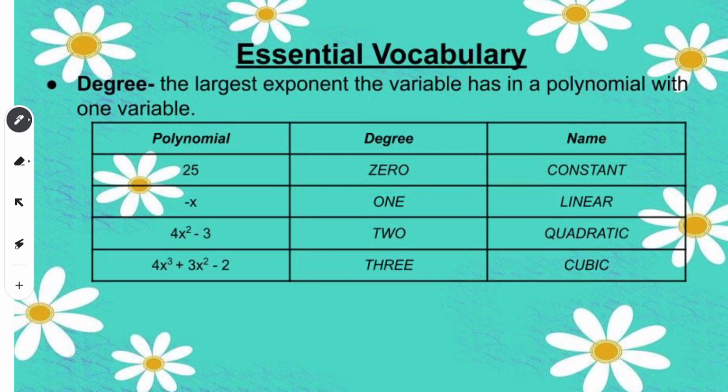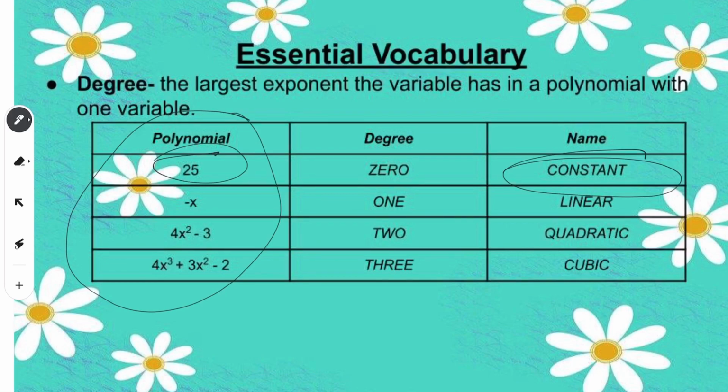But our new vocabulary for today is degree. Degree is the largest exponent the variable has in a polynomial with one variable. For example, let's look at this polynomial row right here. We have 25, negative x, 4x squared minus 3, 4x cubed plus 3x minus 2. So this 25, we already know that this is a constant. We use this all the time in class. You guys know what constants are. Constants are numbers that aren't being multiplied by x.